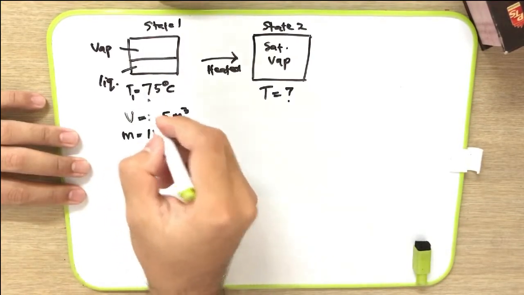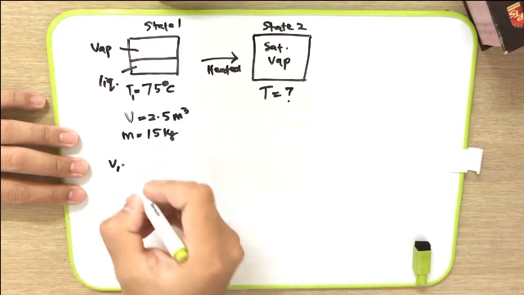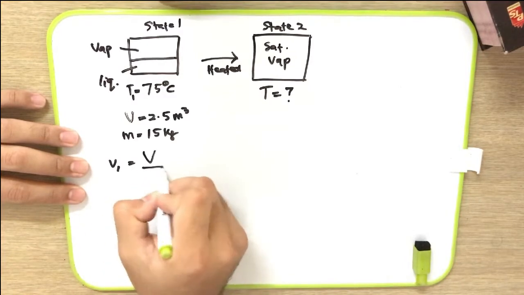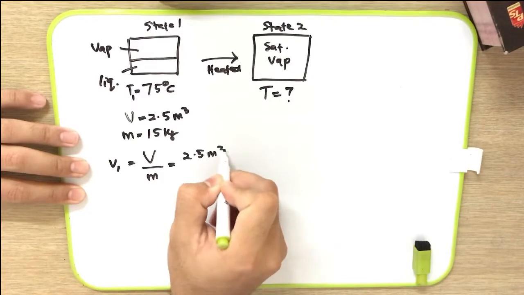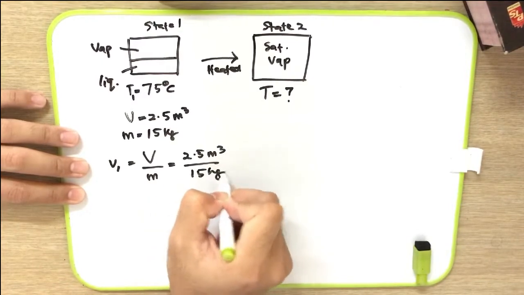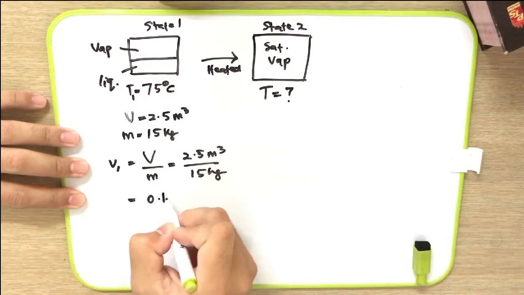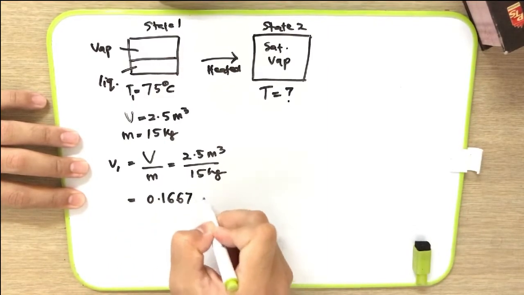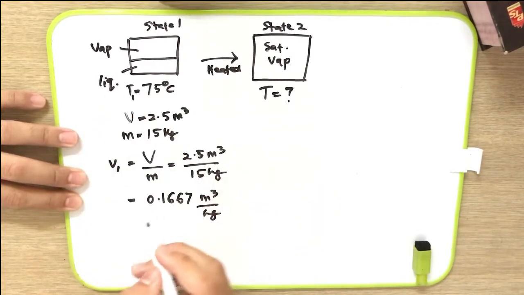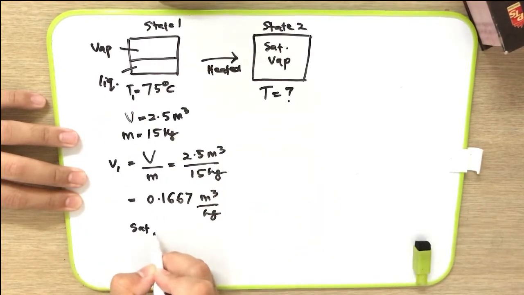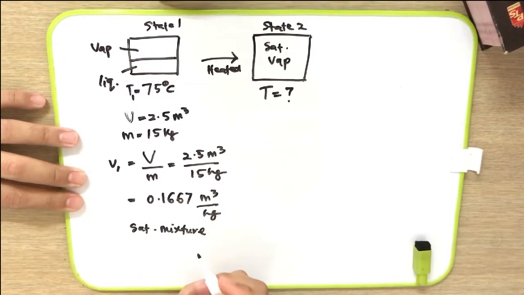So from here we can find the specific volume, v equals V over m, 2.5 meter cube over 15 kilogram. So it will become 0.1667 meter cube per kg. We have to remember the phase is saturated mixture.